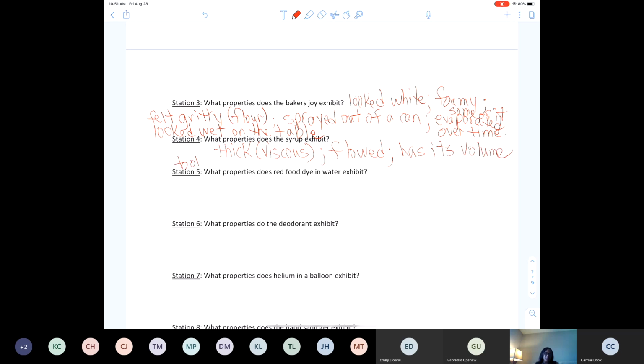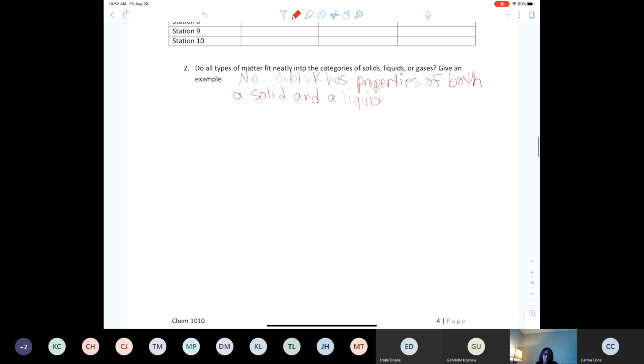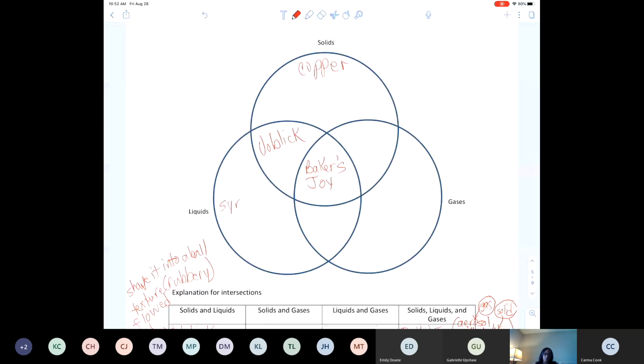But it took on the shape of the jar or the bottle that the corn syrup was in. And then when I poured it in the beaker, it took on the shape of the beaker. So it took on the shape of the container. So where are we going to put the syrup? Liquids. So the syrup then will go strictly in the liquid circle.